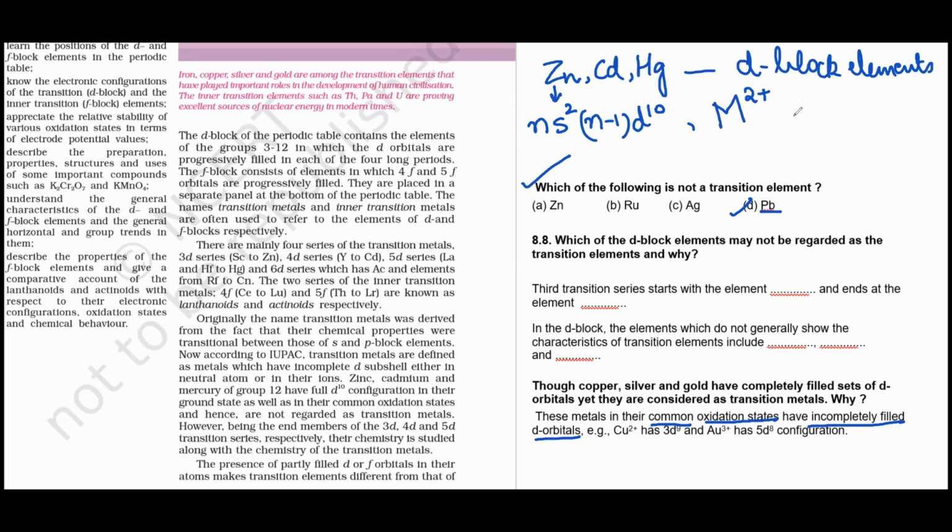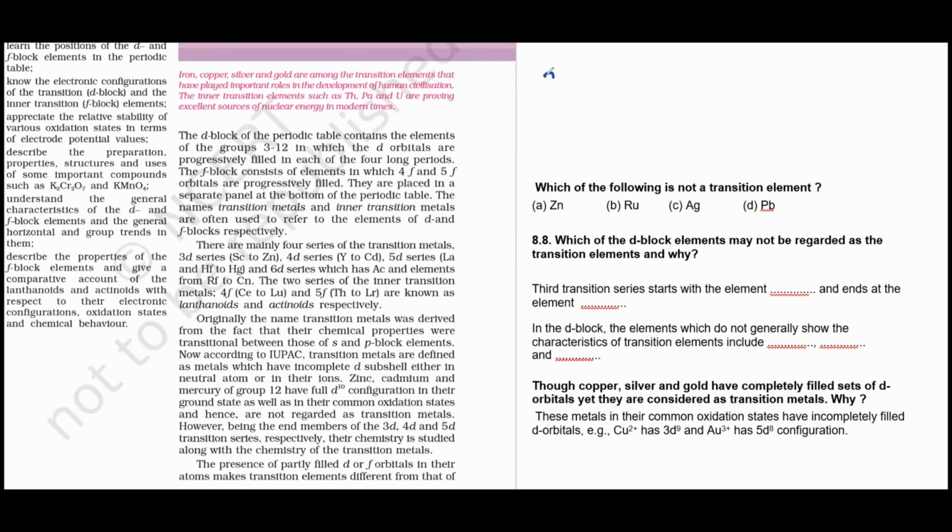Zinc does not show any partly filled d orbitals. The configuration of Zn2+ is 4s0 3d10. Since neither in zinc nor in its common ion does it show partly filled d orbitals, it is not a transition element. But since the last electron enters the penultimate d subshell, it is a d block element. The same applies to cadmium and mercury as well.